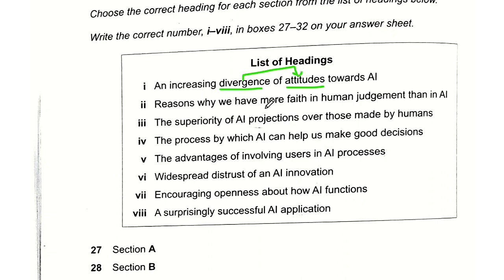Reasons why we have more faith in human judgment than the AI. We're telling the reasons here. The superiority of AI projections, the process by which AI can help us make good decisions.